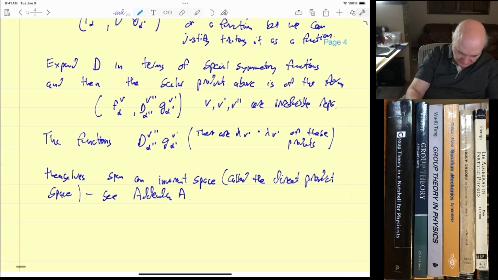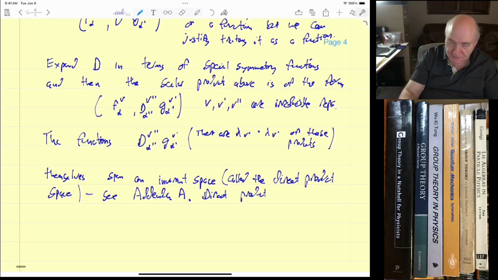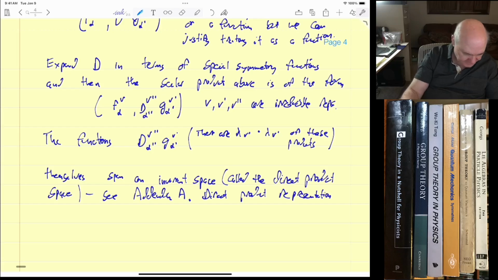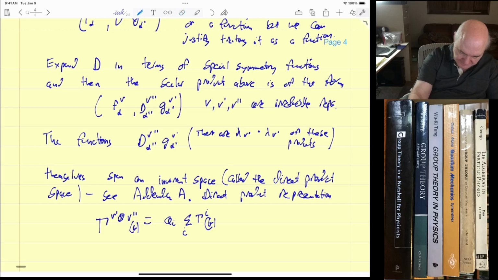So the space transforms as the direct product representation. It's usually not an irreducible representation, and we can usually reduce this space. We'll call it gamma nu prime direct product nu double prime. This will be equal to the sum over i of A_i gamma i, all applied to the group operators, and gamma i is the ith irreducible rep.